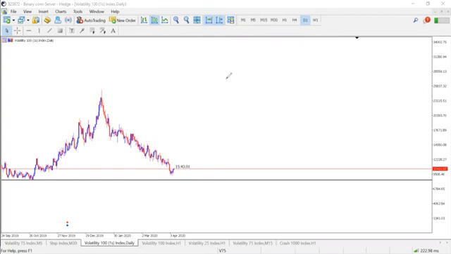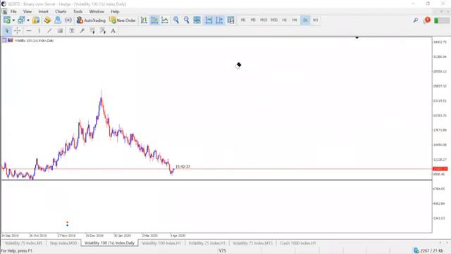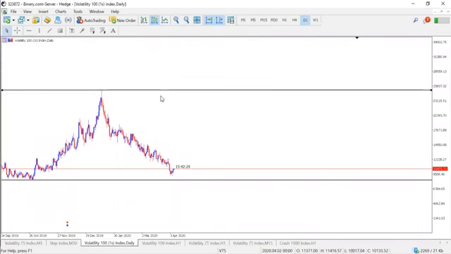The directional bias is for selling opportunities. We're looking for selling opportunities. That's the directional bias. We are only looking for selling opportunities. So with the issue of looking for selling opportunities, now, okay, we have identified the lowest point. We have identified the highest point of the market.